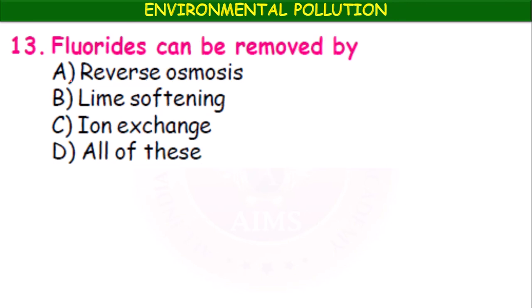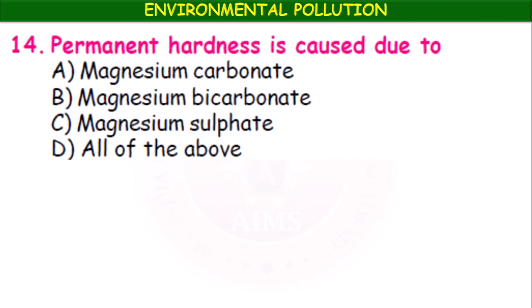Fluorides can be removed by reverse osmosis, lime softening, ion exchange, all of these. These are the methods of filtering. Okay, the ion exchange method is suitable for removing the fluorides. Permanent hardness of water is caused due to magnesium carbonate, magnesium bicarbonate, magnesium sulfate, all of the above. So, it is due to magnesium sulfate.